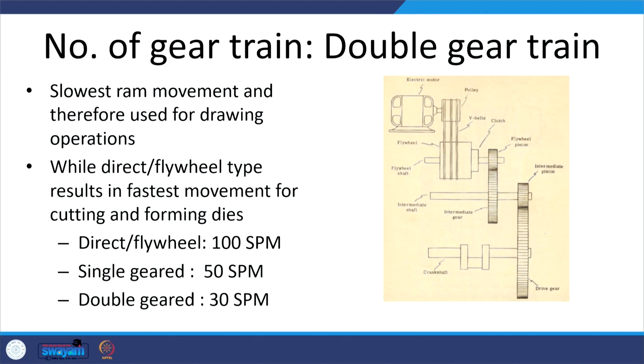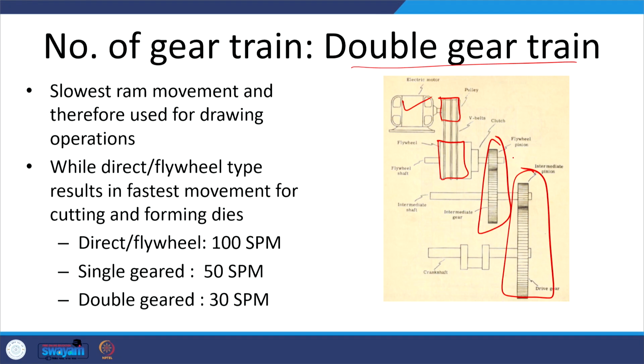This is the double gear train arrangement, where the first setting is the same: electric motor, then the power delivery with the help of pulley and V belt arrangement, and then one gear train and then another gear train. So, this is the double gear train arrangement. In this case also we see there is one clutch, and then we may have additional clutches for delivering the power to the crankshaft.